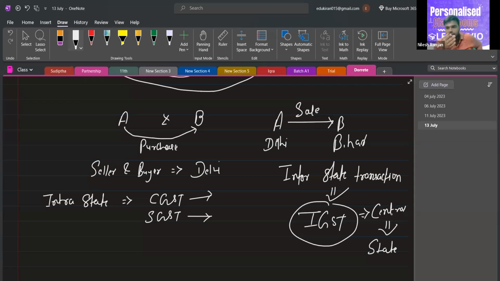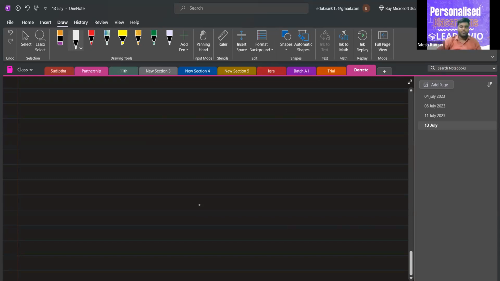Intrastate transaction is when there is a transaction in a single state, meaning seller and buyer are both in a single state. And when the seller is from a different state and the buyer is from a different state, then it is called an interstate transaction. Then IGST is applicable. Okay. Now, what is the journal entry for this type of tax?